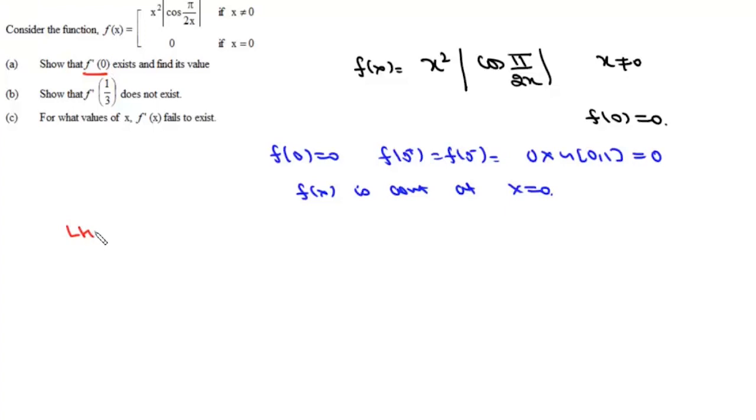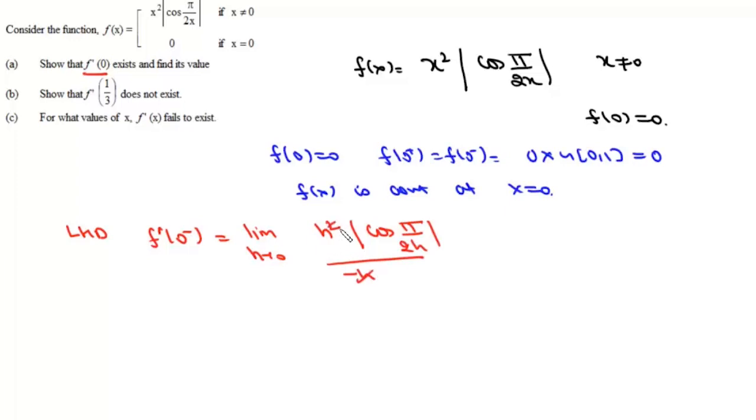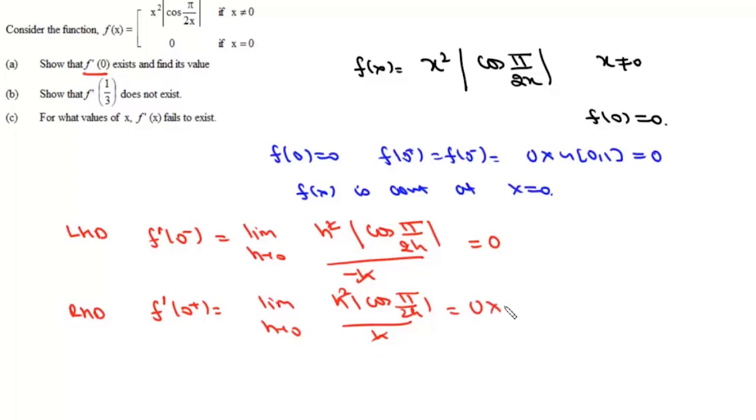Now we need to find f dash 0. So first we'll find its left hand derivative. Left hand derivative will be f dash 0 negative, and will be this limit h tends to 0 h square mod cos(π upon 2h) upon minus h. Now this h will cancel once. Now this is again 0 into cos infinite, and it will be 0. And if we check its right hand derivative, f dash 0 positive, which is limit h tends to 0, and this is h square cos(π upon 2h) upon h. Now this h and h will cancel, so which again is 0 into an oscillating value 0 to 1, which is 0. So f dash 0 exists and its value is 0.